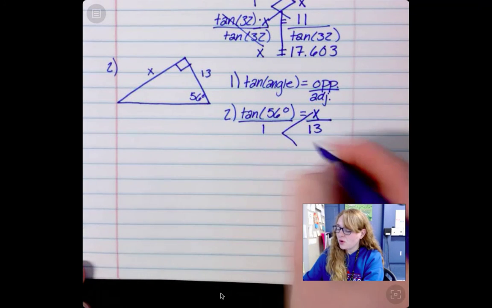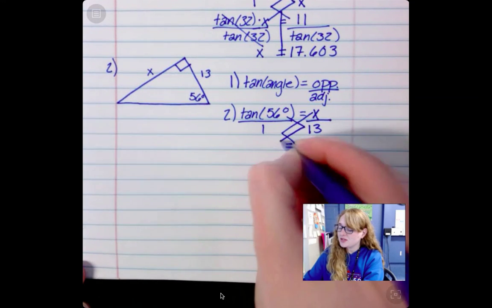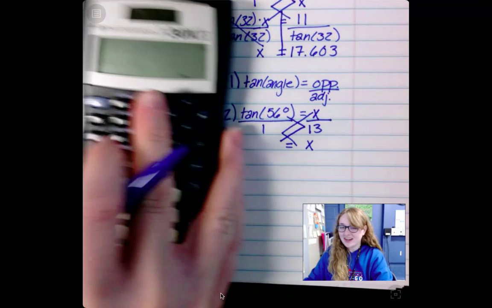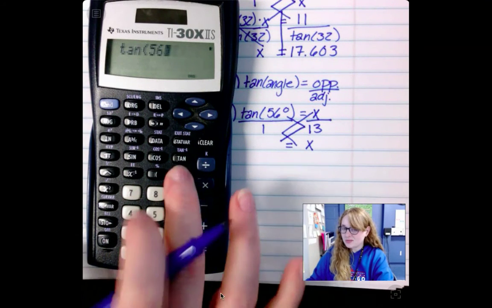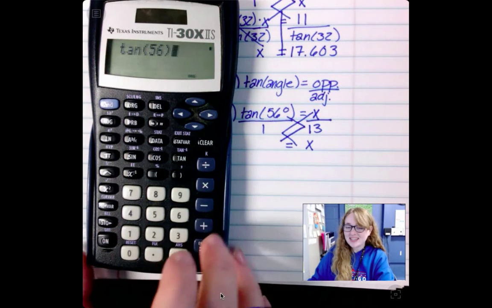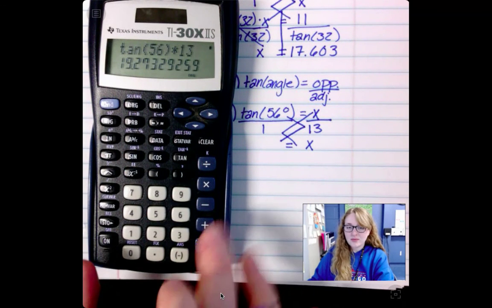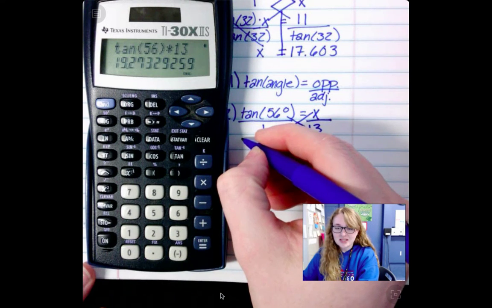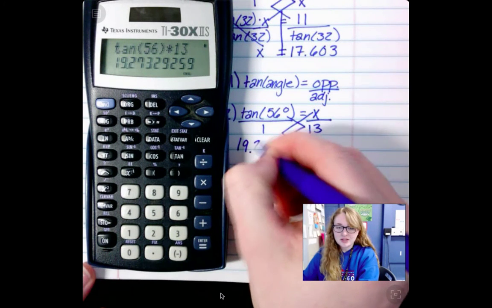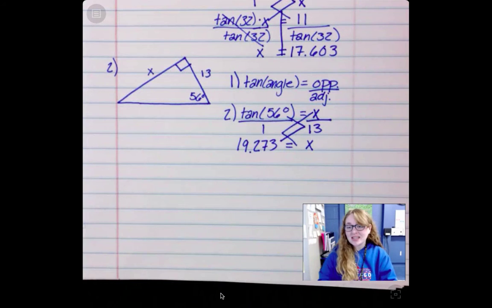X times 1 just gives us X. And tangent of 56 times 13, that is a calculator problem here. So we're going to bring this back, and we're going to say the tangent of 56, making sure we close our parentheses, times 13. And we are given our decimal approximation, and I just want 3 numbers after the decimal, so I want 19.273.